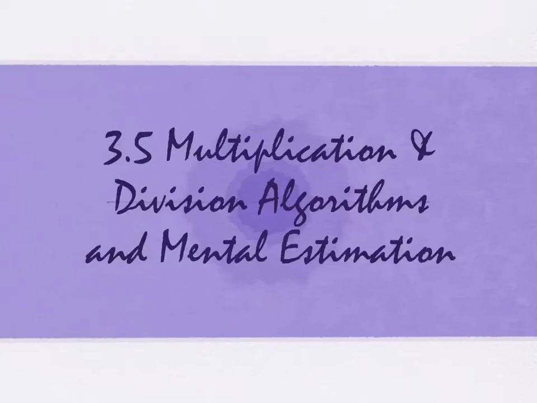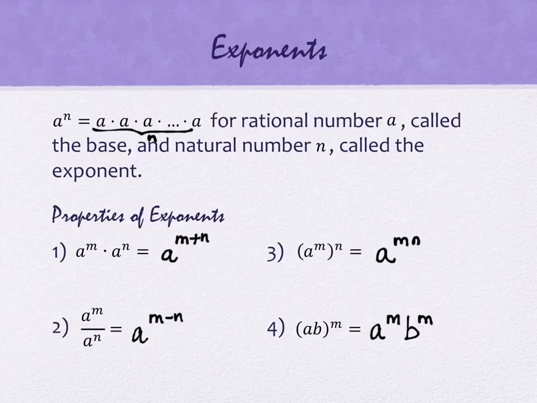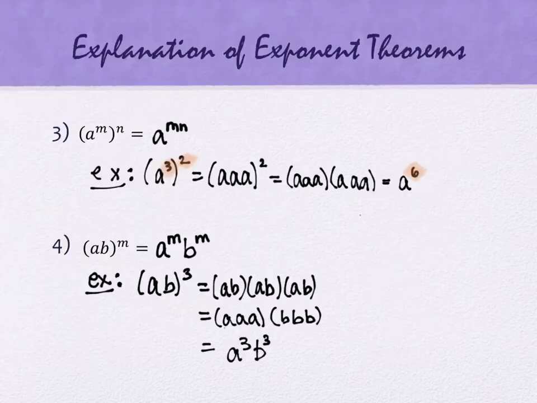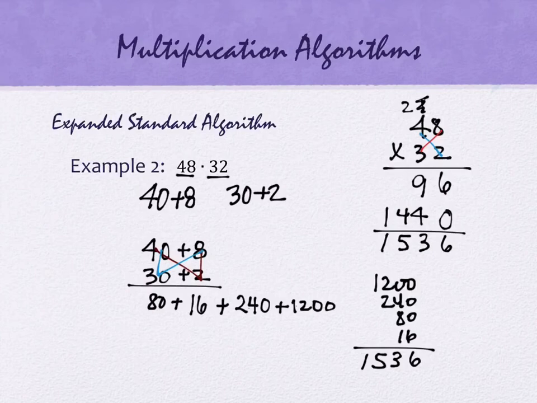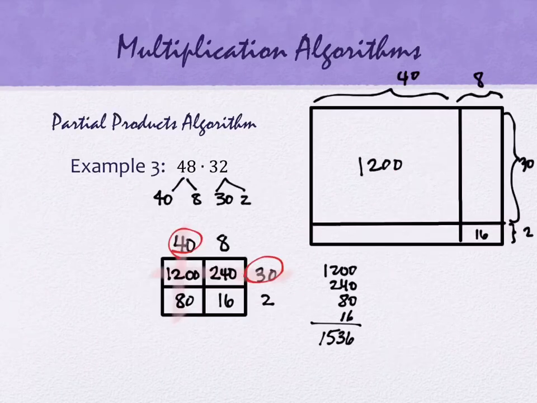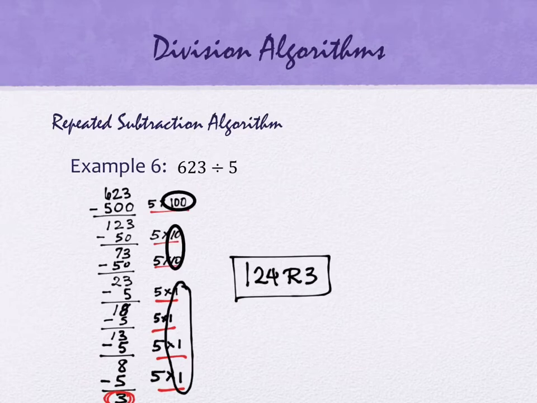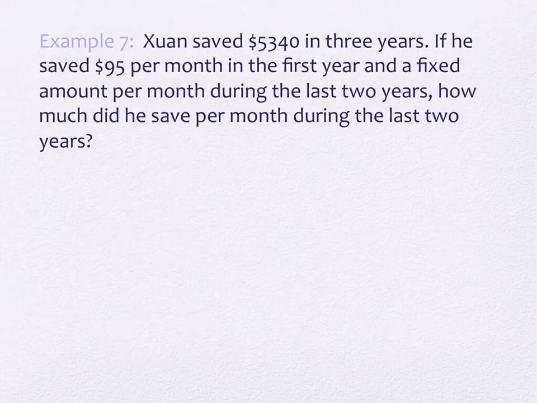Today we're going to finish section 3.5, which is multiplication and division algorithms, and then today we're also going to look at mental estimation in this section for multiplication and division. We went through some properties of exponents, some different multiplication algorithms, and then two division algorithms, the repeated subtraction plus our standard algorithm. And we're going to take a look at some application problems, word problems related to these ideas.